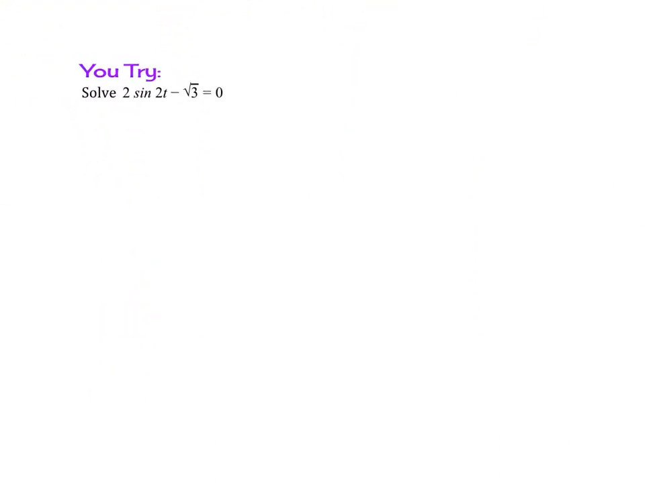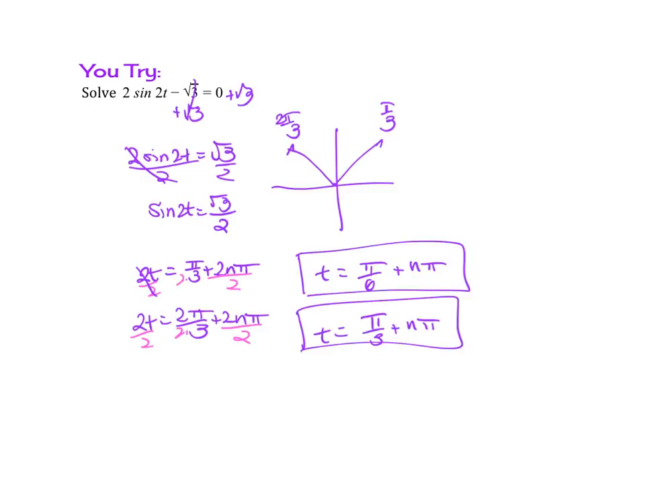Okay, try this example here. If you try this out, you would find that you get sine of 2t equals root 3 over 2, and then you find the angles are at pi over 3 and 2 pi over 3. So we have 2t equals pi over 3 plus 2n pi, and 2t equals 2 pi over 3 plus 2n pi. Then after that, you divide by 2 to solve for just t. So you get t equals pi over 6 plus n pi, and t equals pi over 3 plus n pi.